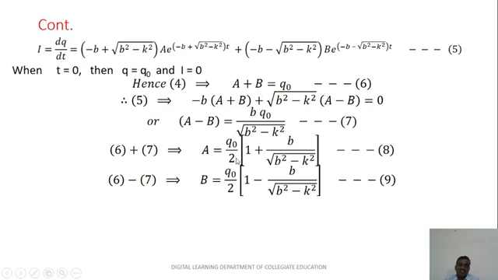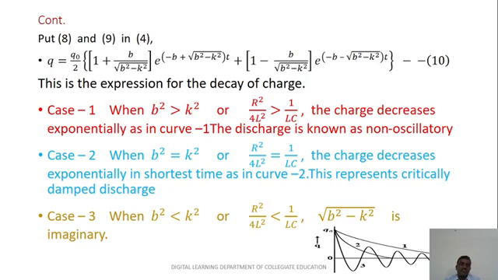A is equal to q naught by 2 into 1 plus b divided by root of b square minus k square, and B is equal to q naught by 2 into 1 minus b divided by root of b square minus k square. If you substitute these A and B values in equation number 4, you will get q is equal to q naught by 2 into the A factor, e to the power of minus b plus root of b square minus k square into t, plus the B factor into e to the power of minus b minus root of b square minus k square into t. This is the expression for decay of charge.